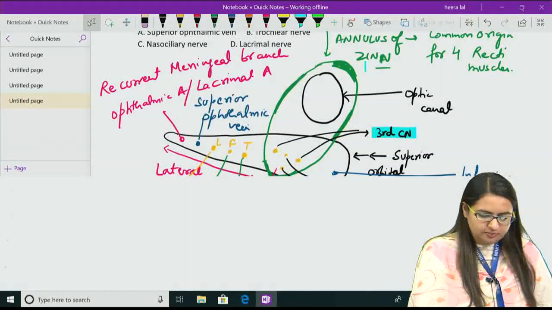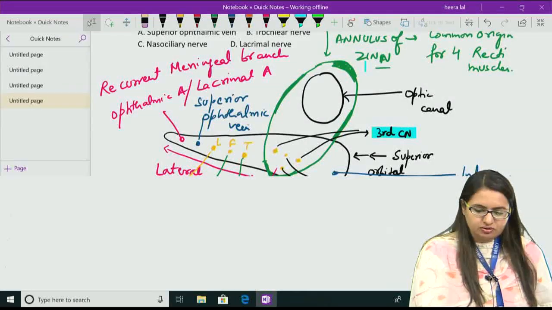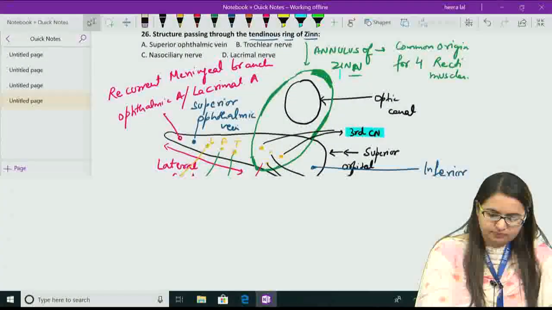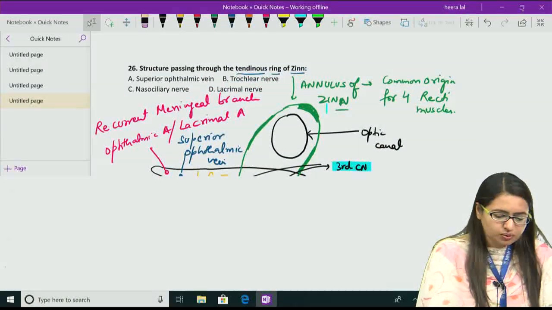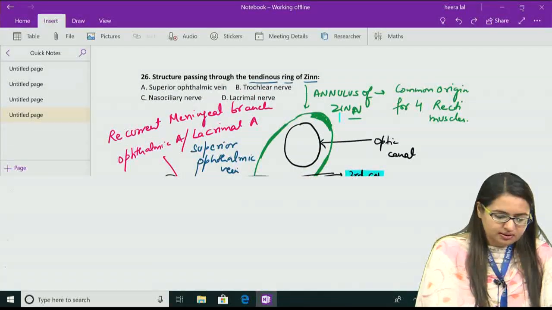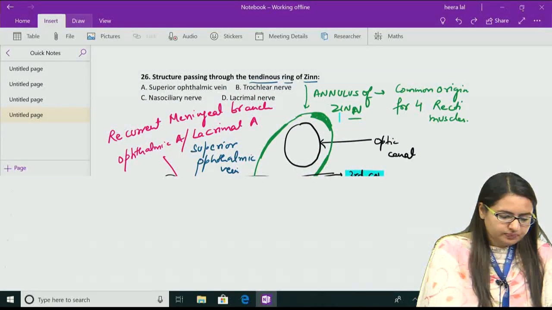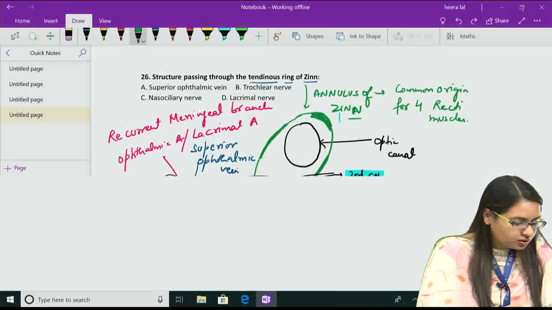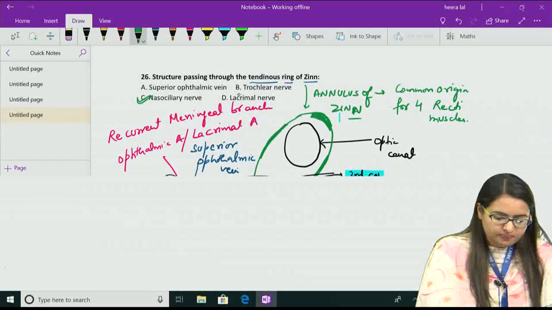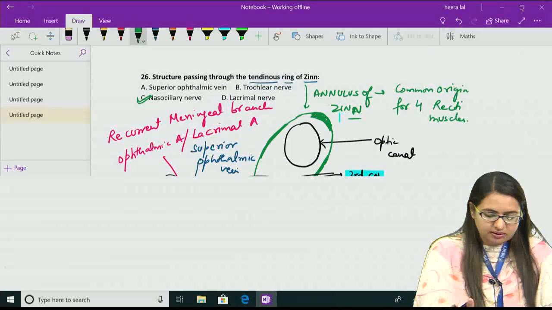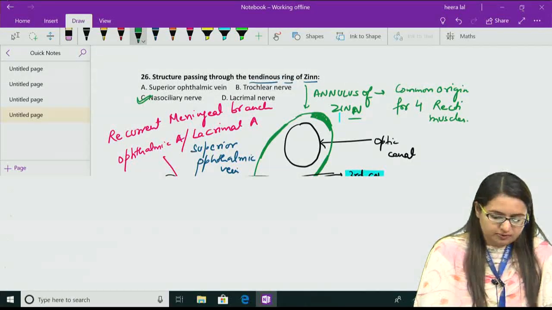So these are the structures which are passing through, and if we come back to the question, it asks for the structures which are passing through the tendinous ring. In this, the answer will be the nasociliary nerve, because it is passing through this annulus of Zinn. And the rest of the structures mentioned over here are passing through the lateral compartment.